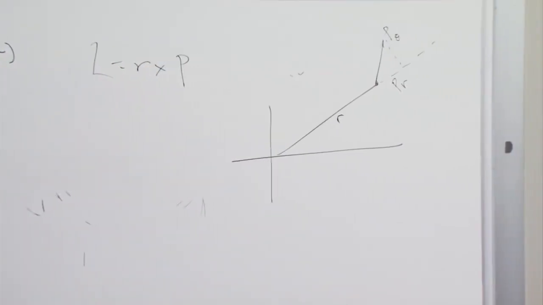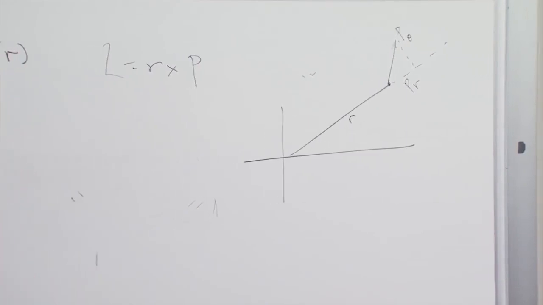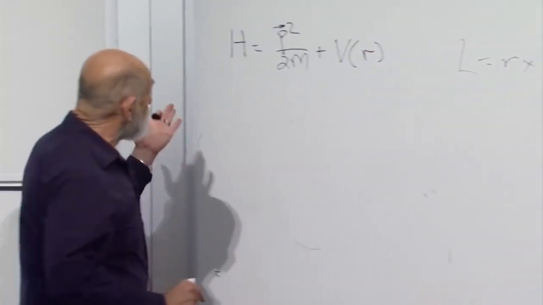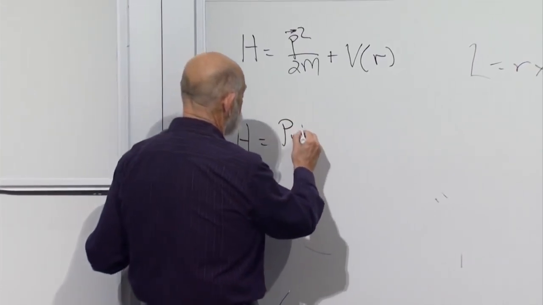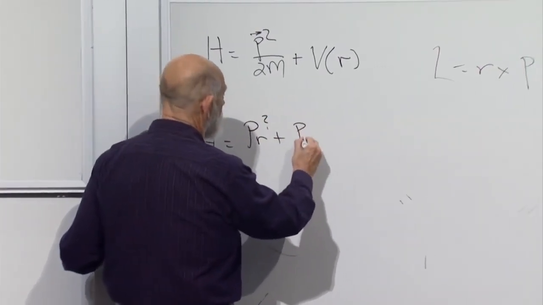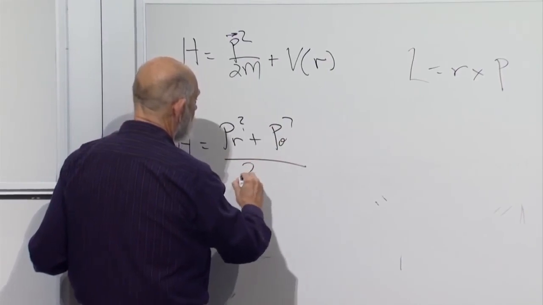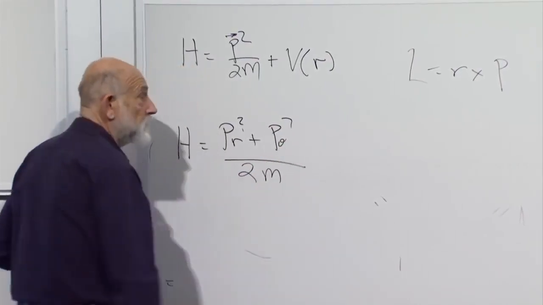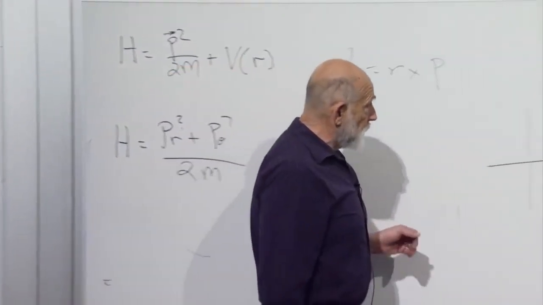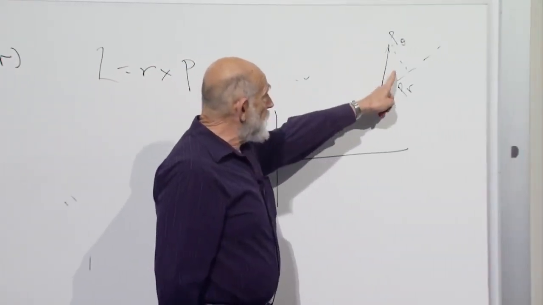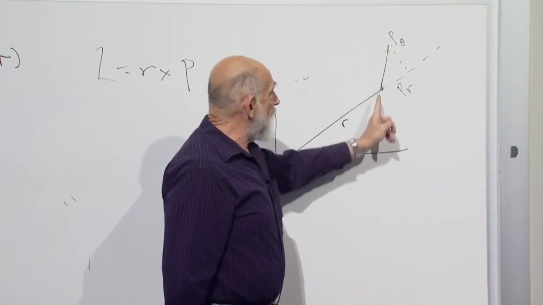What about p squared? P squared is the sum of the squares of both of them. So H is p r squared plus p theta squared over 2m. And that's it. But what about the magnitude of the angular momentum? The magnitude of the angular momentum is p theta times r.